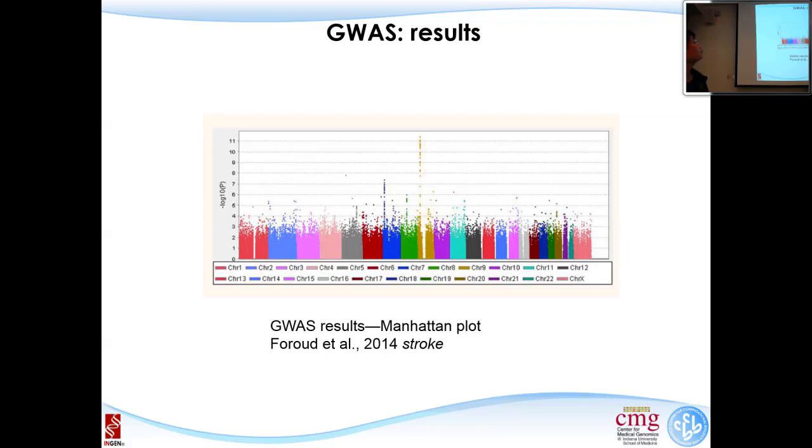This is a typical way to show the GWAS result. We call it a Manhattan plot, because these look like the tall buildings in Manhattan. On the X axis is each chromosome position, and each chromosome has a different color. The Y axis is the negative log 10 p-value. In this study we have three genome-wide significant regions, with p-value less than 5 times 10 to the negative 8: this one, this one, and one on chromosome 9.